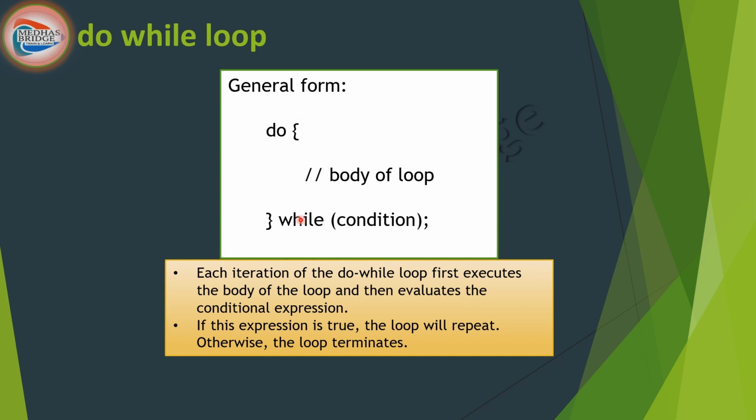So what happens here is each iteration of the do while loop first executes the body of the loop, right? Then it evaluates the Boolean expression, the condition. If this expression is true, then the loop will repeat. If the expression is false, meaning the termination condition is met, it exits from the loop. That is how do while works.